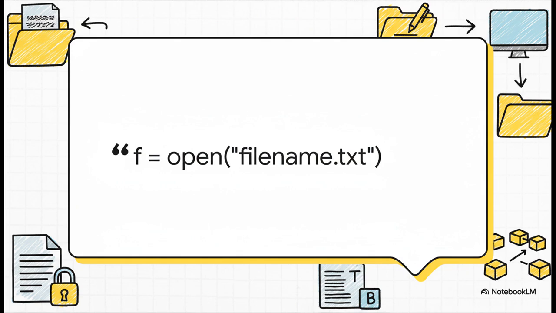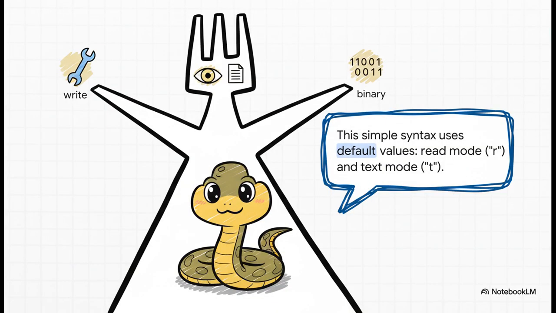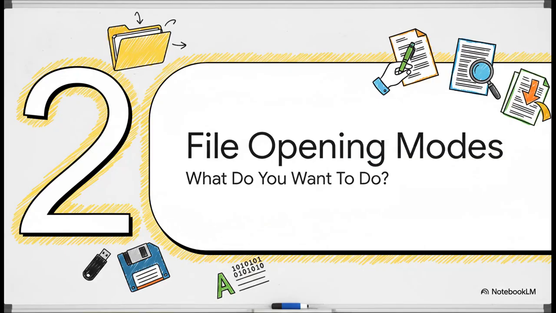Now take a look at how simple this is. In its most basic form, all you really need is the open function and the name of the file you want to work with. But what's actually happening here behind the scenes? What is Python assuming we want to do? Well, when you write a line of code this simple, Python makes a really helpful assumption for you. It assumes you probably just want to read from a simple text file. And you know what? This default is fantastic, because a lot of the time, that's exactly what you're trying to do.